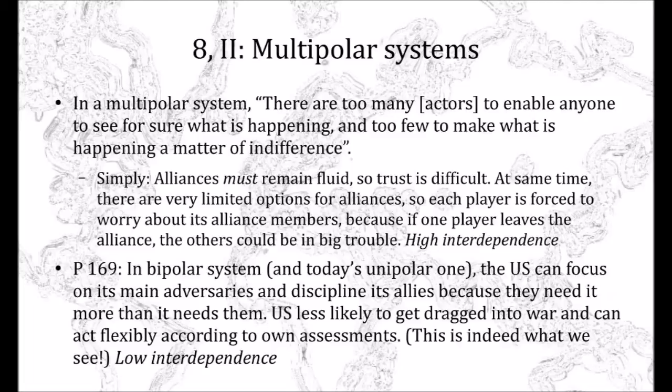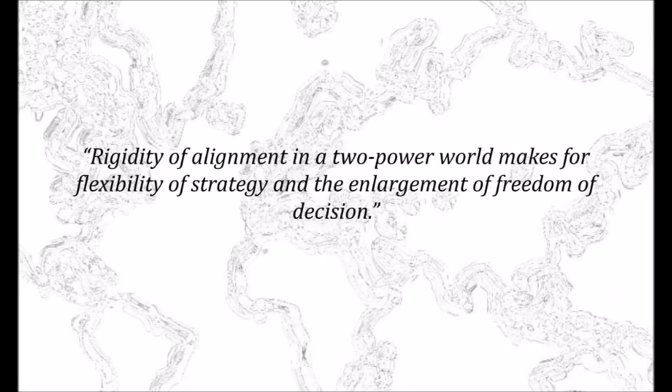Its alliance partners are worried about it, whether it's really committed to them or not, whether what it's doing is a good idea, etc., etc., but the US does it anyway, because it doesn't matter that much to the US if individual alliance partners leave, but it matters a lot to those alliance partners if the US is no longer with them. There's a very low degree of military interdependence in the bipolar and unipolar systems, and a very high degree of military independence for the United States in both of those systems. And Waltz sums this up with, "Rigidity of alignment in a two-power world makes for flexibility of strategy and the enlargement of freedom of decision." And I would note that this also applies to a unipolar world as well.